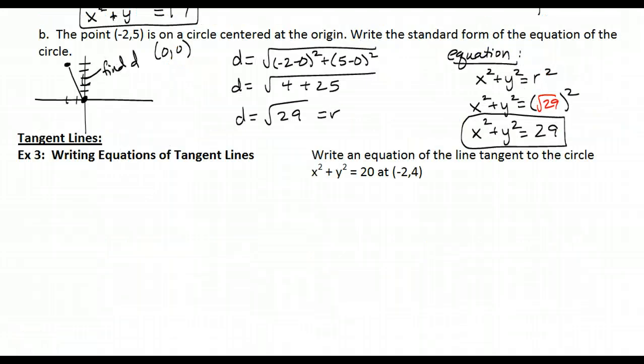All right, here's our answer. The final equation is x squared plus y squared equals 29, and you should have gotten the square root of 29 for your r value.